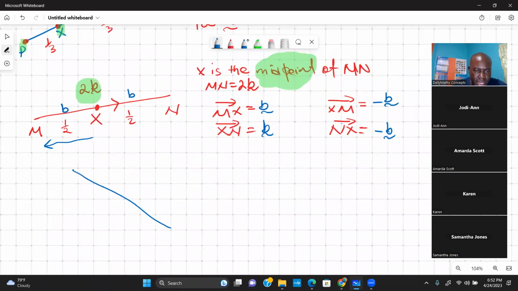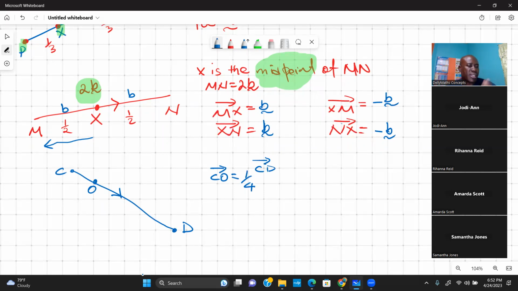Let us say we have a thing like this. Maybe this is CD, right? And then there's O on this line. So O is on that line, so we have the arrow coming this way. And O is on that line such that C to O is actually a quarter of CD. See that? So they love to give those. So this is saying from C to O is just a quarter of the entire journey.